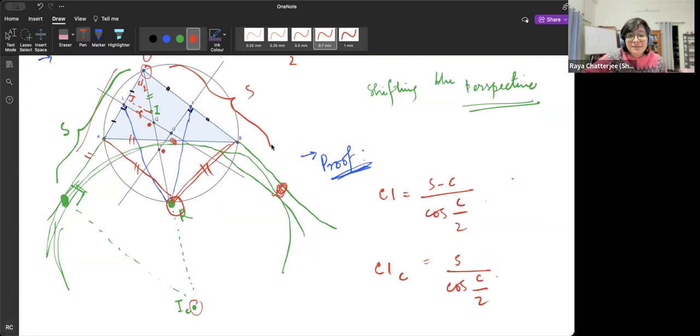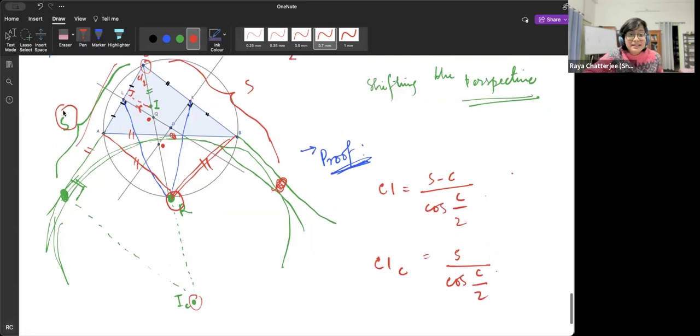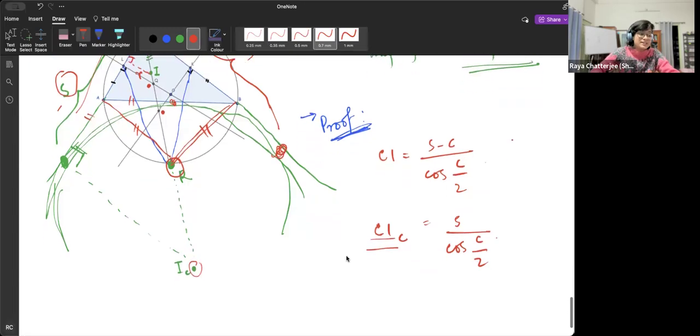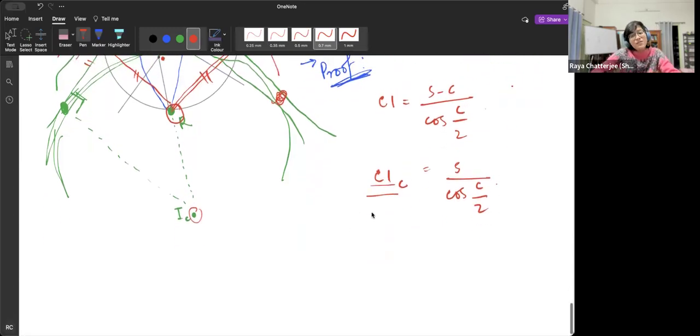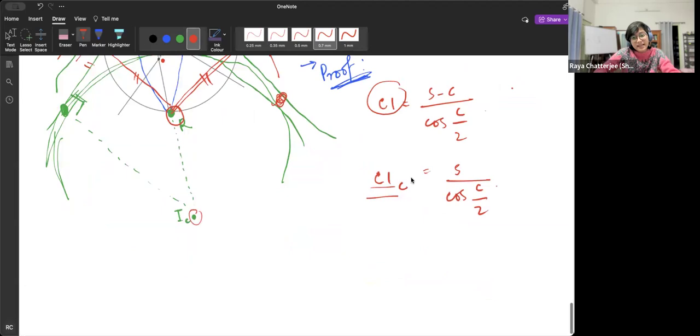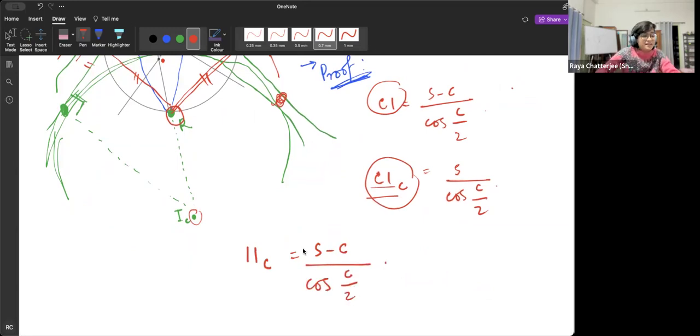So this and this are both equal to S, and since this is equal to S, actually, I can't wait to get over with this problem. I hate bash. I shouldn't say this, but I hate it. Anyway, this is S, and from that we can say that CIC is S over cos(C/2). And we can subtract CI from CIC to get IIC is (S minus c) over cos(C/2). See, that's a nice expression.